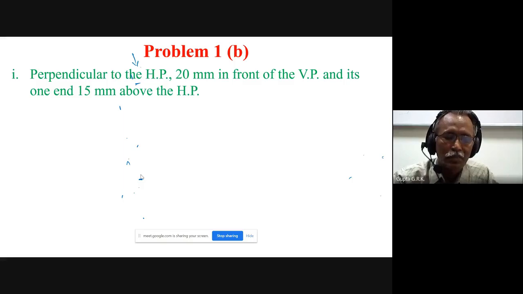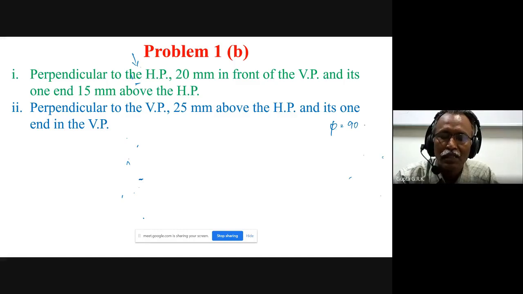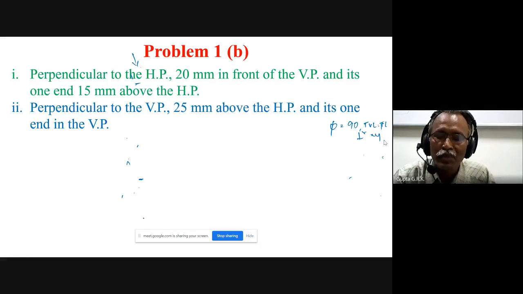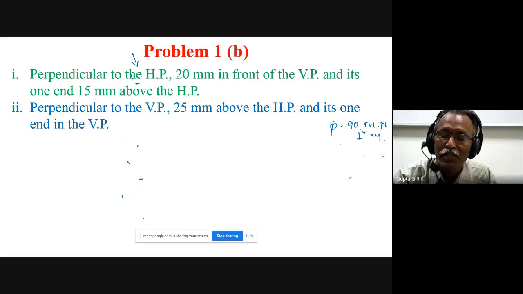So we will see another problem. Perpendicular to VP means phi is 90, and 25 mm above HP. The top view length is equal to true length, and this is perpendicular to XY. What will the front view be? It is a point. So the front view length is 0, right? So A dash B dash.